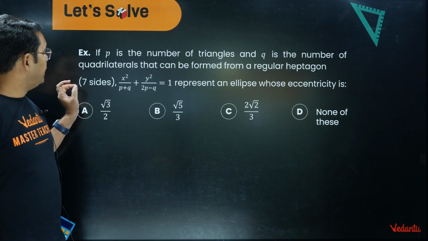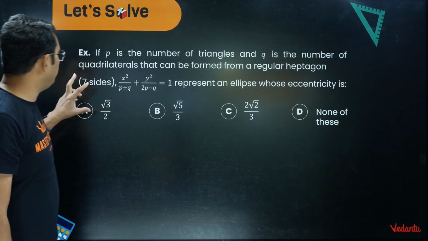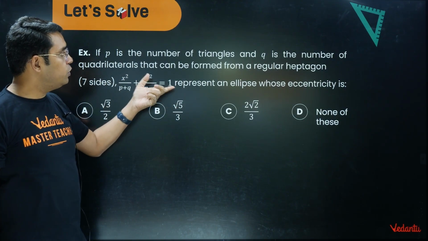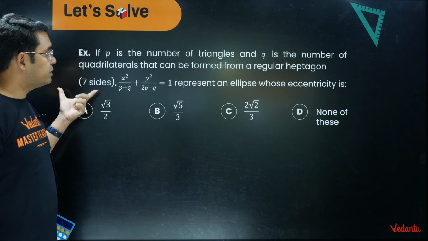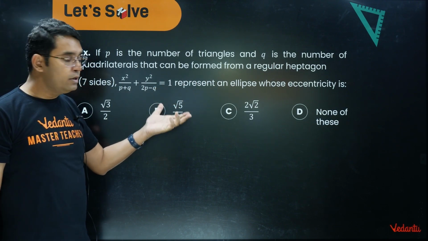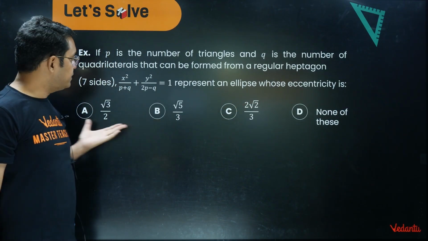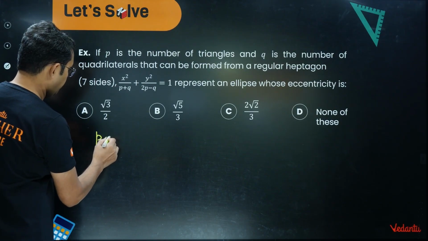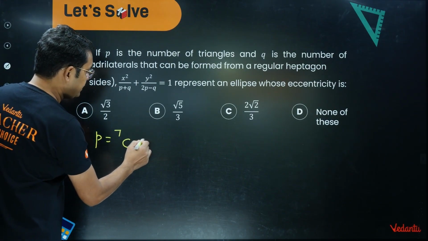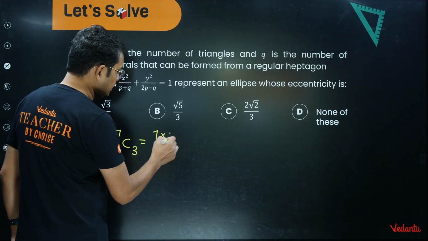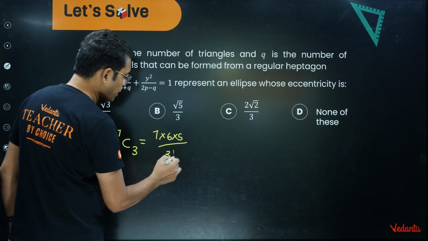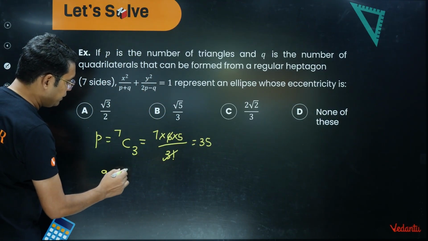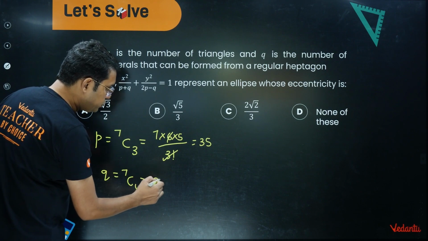Coming to this question, we are given P is number of triangles and Q is number of quadrilaterals that can be formed from a regular heptagon. They mean to say that can be formed using vertices of a regular heptagon, 7 sides. And this represents an ellipse. Then its eccentricity is. Now in this question, I think P should be equal to 7C3. And 7C3 is 7 into 6 into 5 upon 3 factorial, which cancels 6, so it is equal to 35. And Q is equal to 7C4, number of quadrilaterals, so that is also equal to 35.